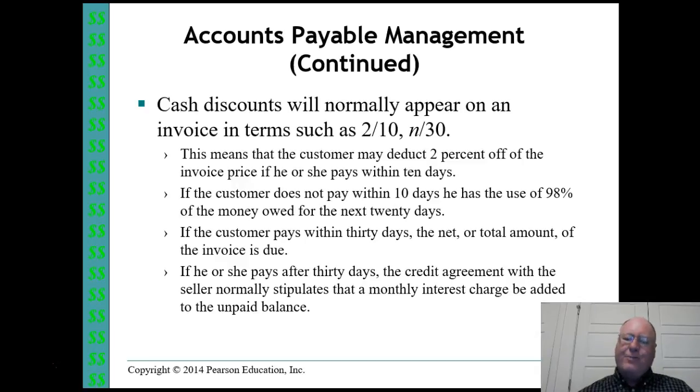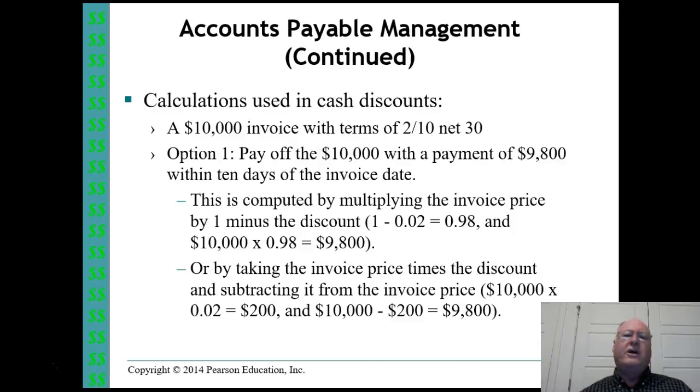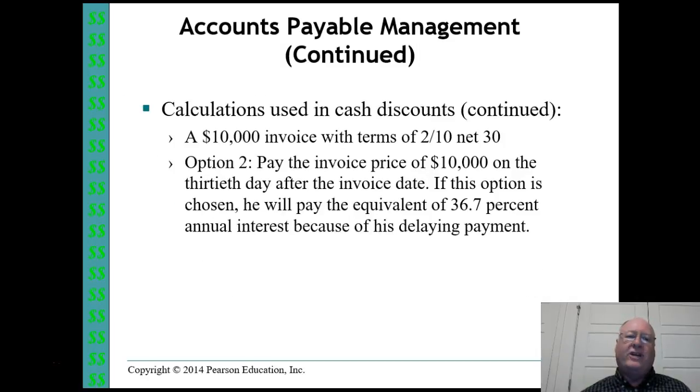Just to give you an example, if you have a $10,000 invoice with terms of 2/10 net 30, you've got options there. You can pay within 10 days and only pay $9,800. Of course, you can see how the calculation for that works, and there's almost always an advantage when you get those kinds of terms. The second option is you don't pay $9,800 within 10 days. You wait until the 30th day.